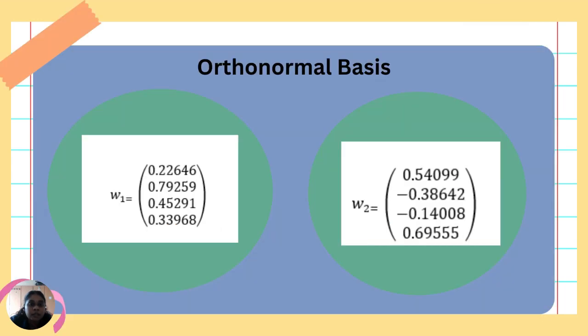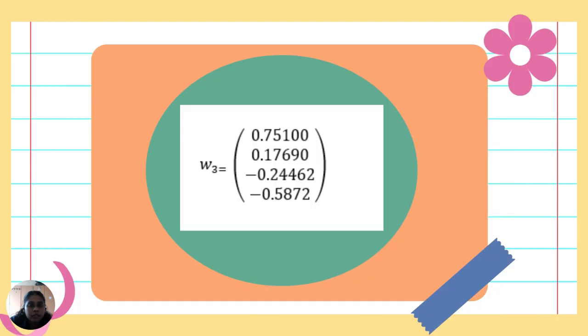And finally, as the output for the orthonormal basis, we will get W1, W2, and W3. For W1, we will get 0.22647, 0.79259, 0.45291, and 0.339868. And for W2, we will get 0.454099, negative 0.38642, negative 0.14008, and 0.69555.